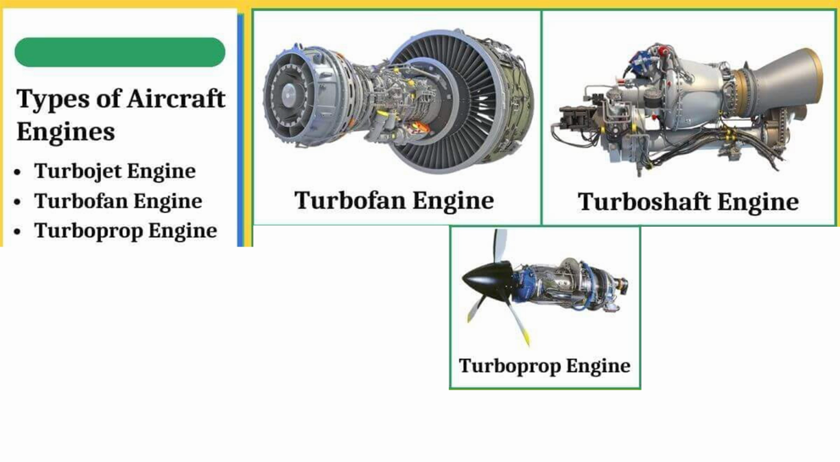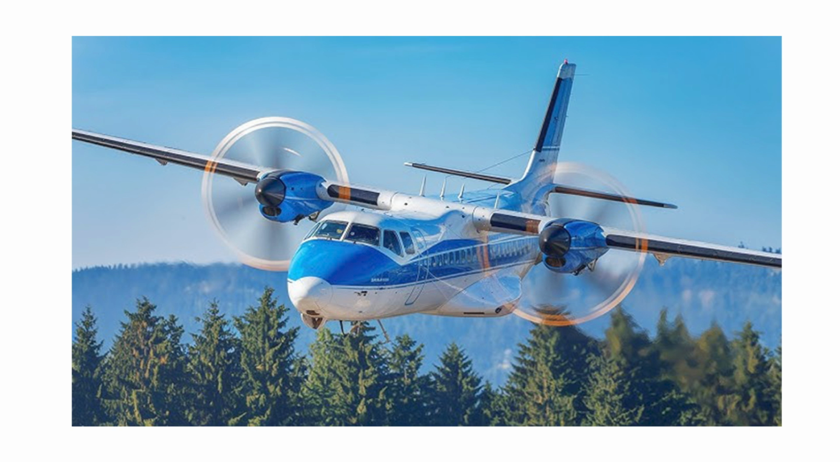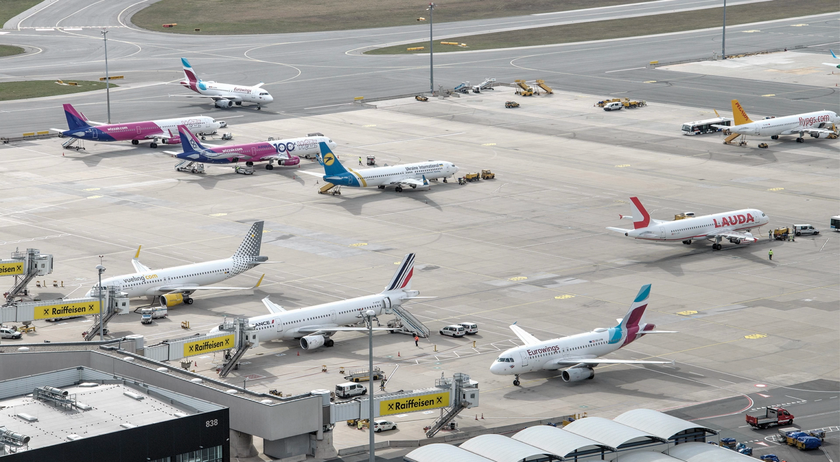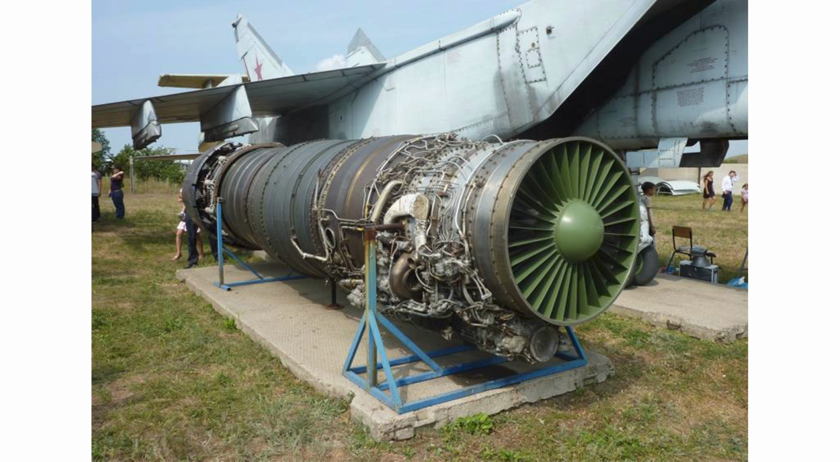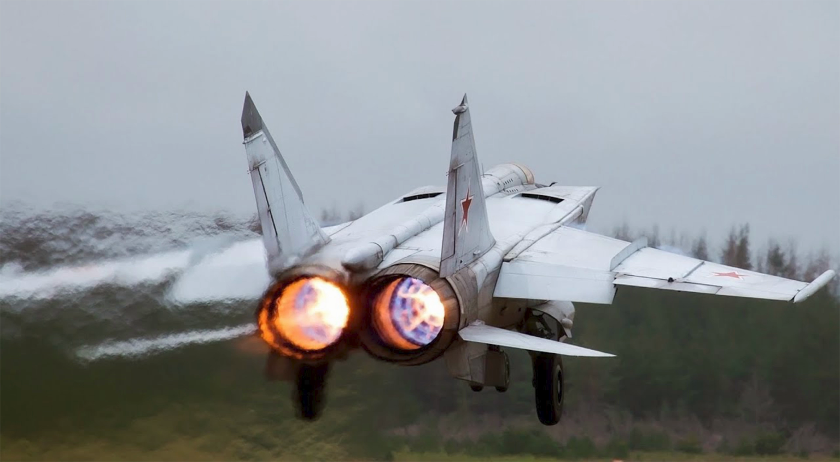There are different types of engines used in aviation, including turboprops, turbofans, and turbojets, each suited to specific flight conditions. Turboprops are efficient at lower speeds and are typically used for smaller regional flights, while turbofans are common in commercial airliners because they balance efficiency and speed. Turbojets, on the other hand, are used in military and high-speed applications where maximum thrust is required.